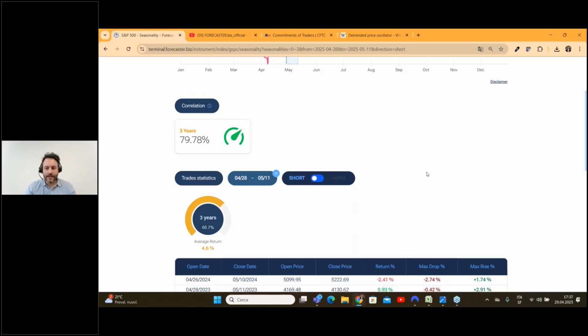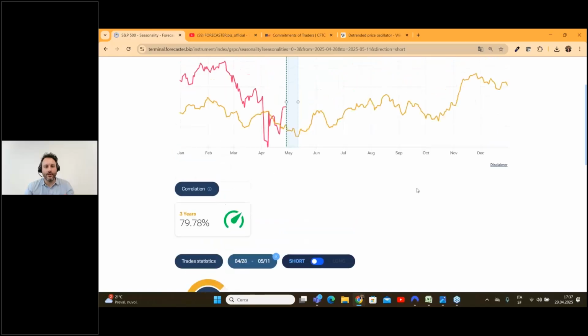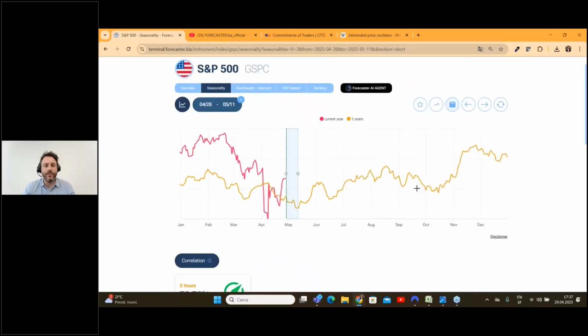As you can see, you can use this specific tool for the S&P 500, but you can use seasonality for all the other instruments, and of course we will do examples during this masterclass. Okay. Of course, we can also focus our attention not on these short periods, but on a more long-term chart.